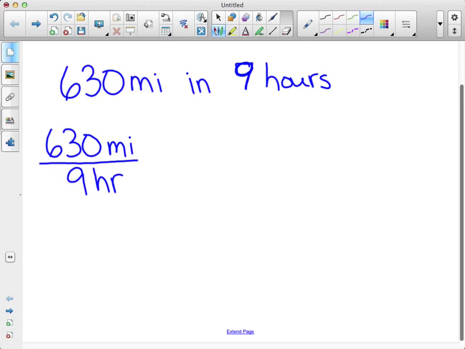That would give me miles per hour. So to figure out my unit rate, let's do the quick division. 63 divided by 9 gives me 7. And we have that extra 0, so 70, and it creates miles per hour. It gives me some useful information to see my average speed. In this case, it's obviously speeding.